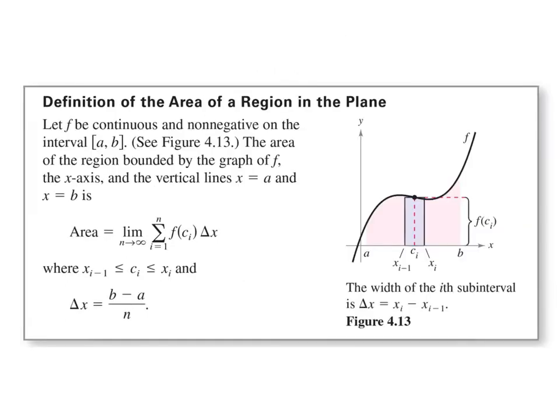And here we see the definition of the area of a region in the plane. So it essentially is describing what we've been working towards, but here's the formal definition, which still applies the limit as n approaches infinity, that same summation, the same delta x, and so forth.